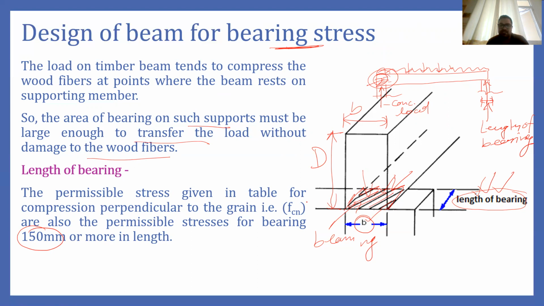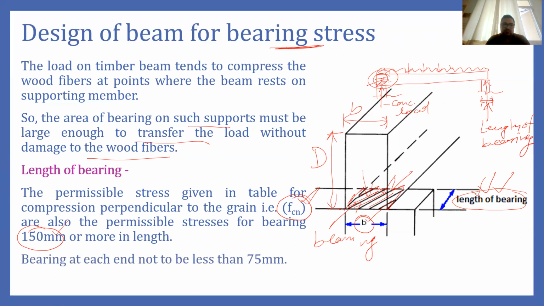And permissible bearing stress is represented here by FCN. So this FCN value can be calculated from the table, and this FCN value is given for 150 mm length of bearing. Now, what if our length of bearing is less than 150? What do we do in that case?